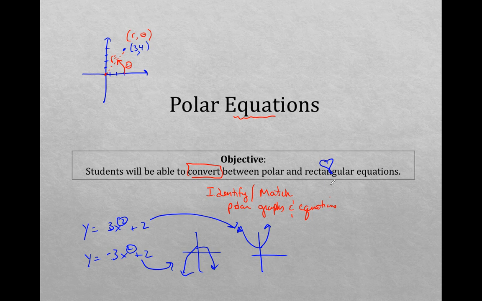So the idea of converting first is to take a polar equation and get it into rectangular form, and then you see the rectangular form and you go, oh, that's my old friend, a parabola. That's my old friend, a line. Okay? So that's first what we want to do.